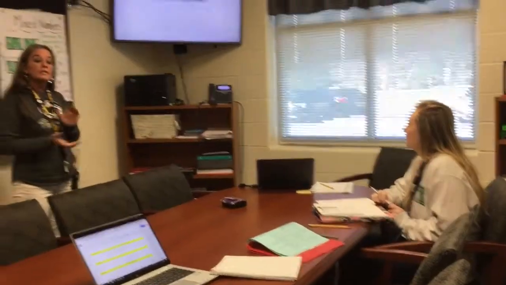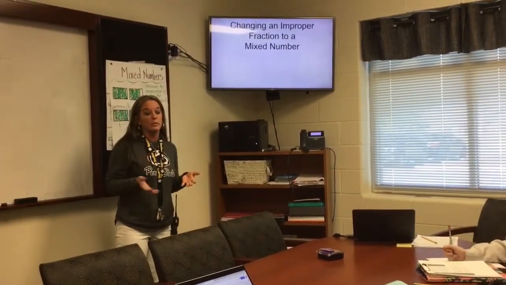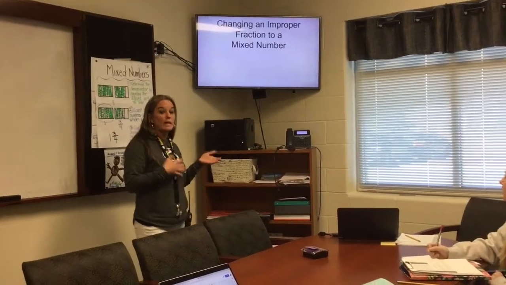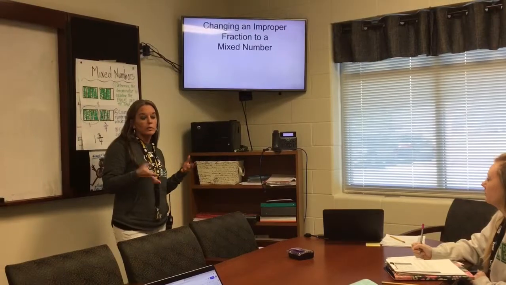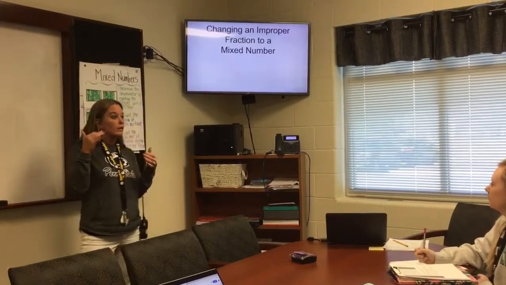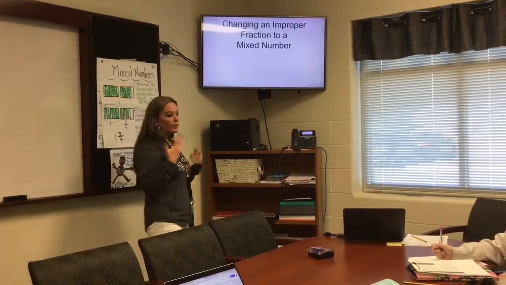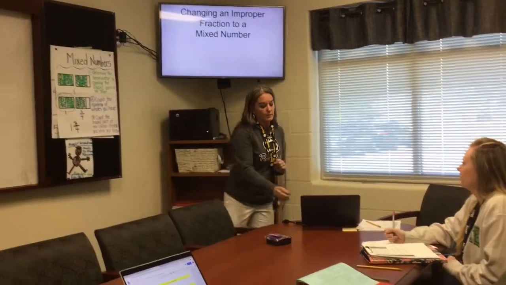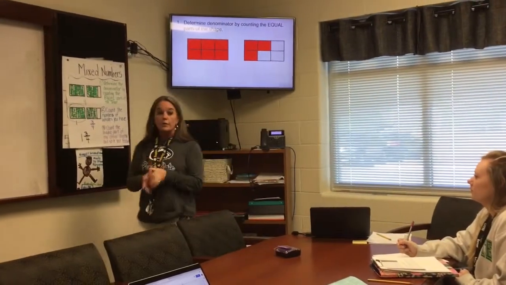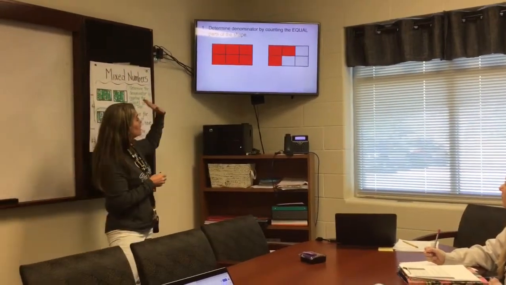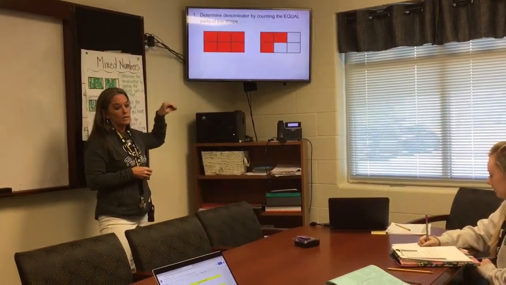All right, so boys and girls, today we're going to work on changing an improper fraction to a mixed number. We have been working on improper fractions, but now we're moving into mixed numbers. And the reason we are doing that is because in the real world, we don't really say 7/4. We change it and we say 1 3/4 of something. So here's how we're going to do that. The first step is you're going to determine the denominator by counting the equal parts of the shape.